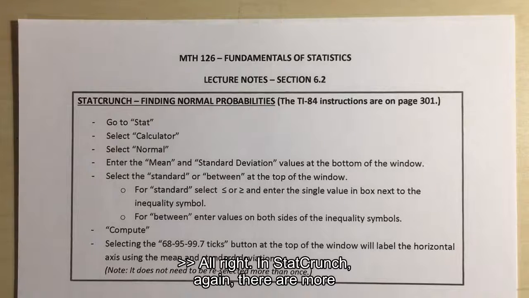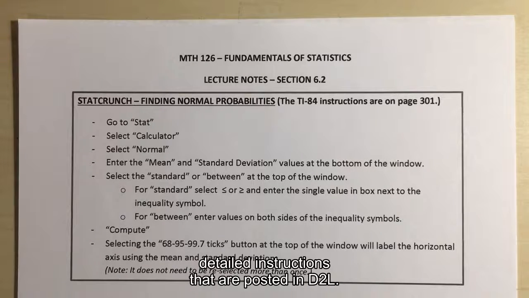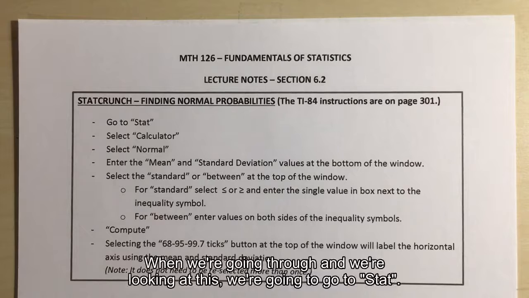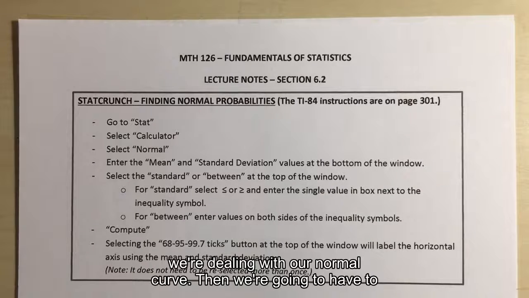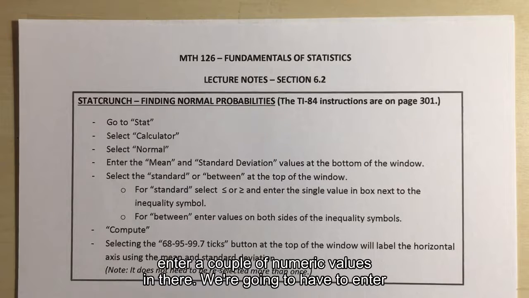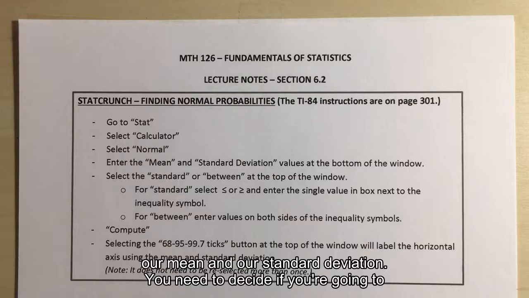All right, so in StatCrunch, again, there are more detailed instructions that are posted in D2L. When we're going through and looking at this, we're going to go to Stat. We're going to select Calculator. We're going to select Normal, because we're dealing with our normal curve. And then we're going to have to enter a couple of numeric values in there. We're going to have to enter our mean and our standard deviation.